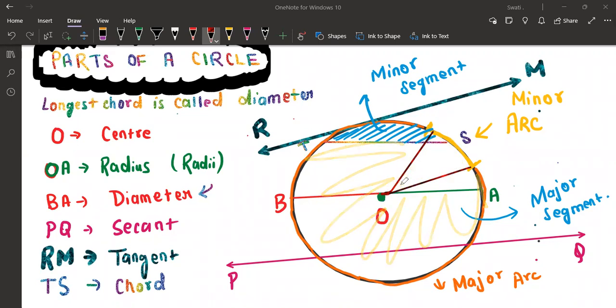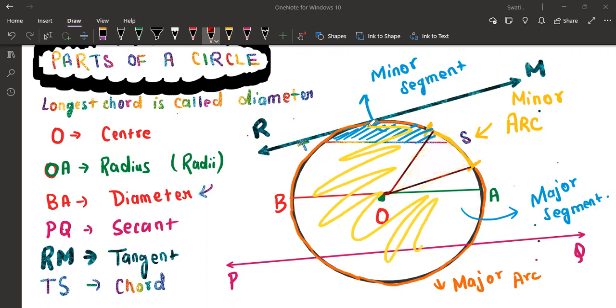Are you understanding? So here, these two radii with this arc are again dividing this circle into two parts. The first part is this one, and the second one is this one. So these two are called sectors. Okay, remember, don't get confused between segment and sector. A segment is the area made by the chord, but a sector is the area made by the arc and the radii.